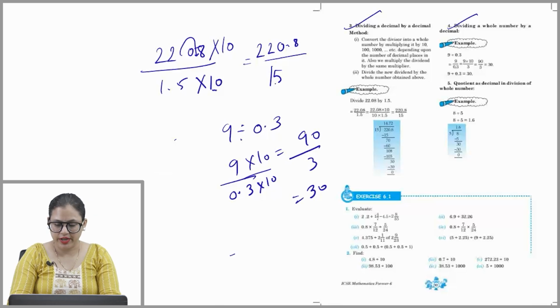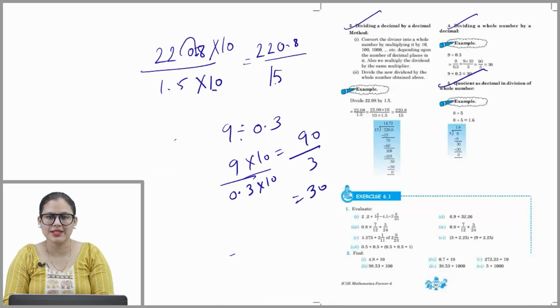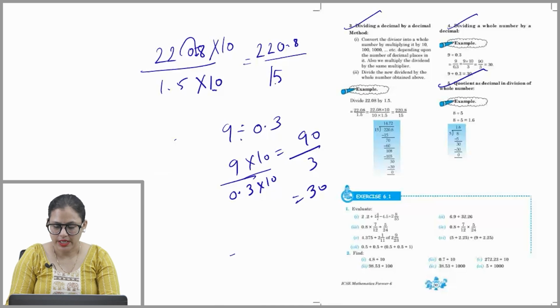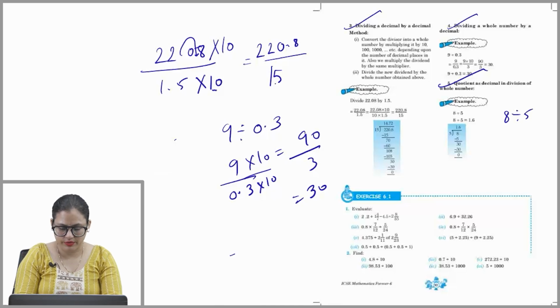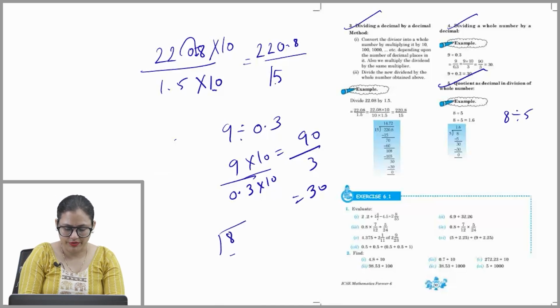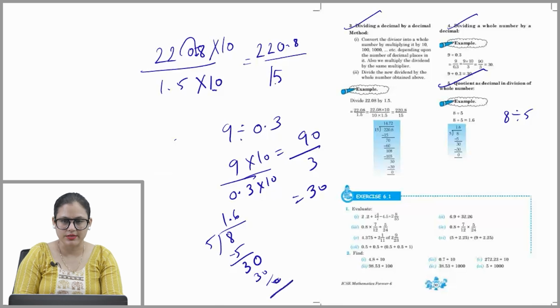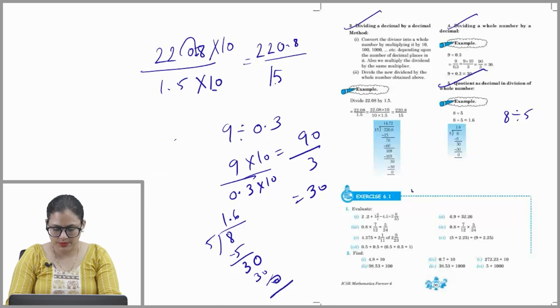Okay, and number 5, quotient as decimal in division of whole number. Example, 8 divided by 5. So divide 8 by 5. 5 ones are 5. 3, decimal, 0, 5 sixes are 30. So 1.6 is the answer. Okay, now let's do exercise 6.1.